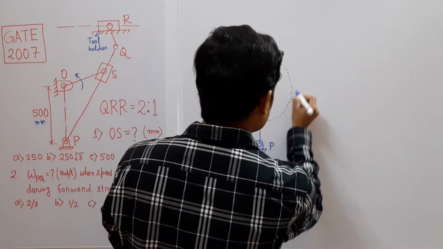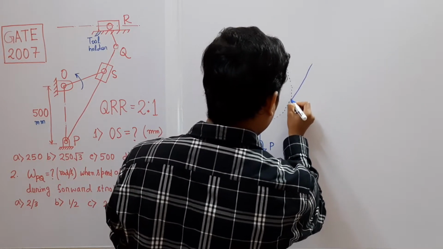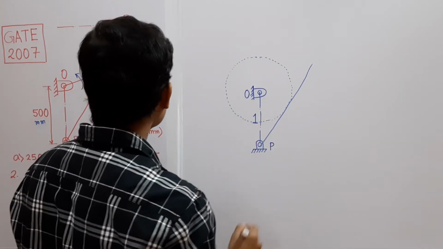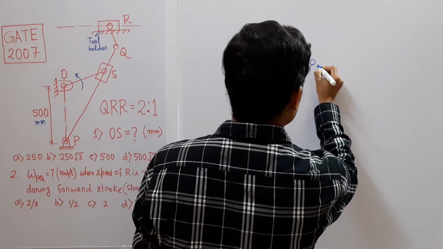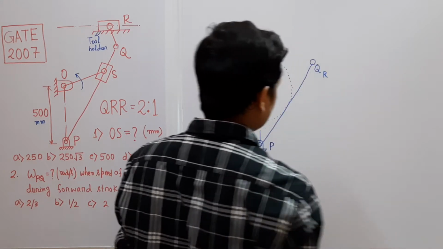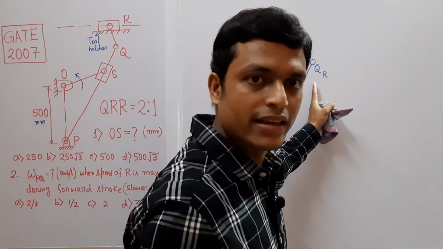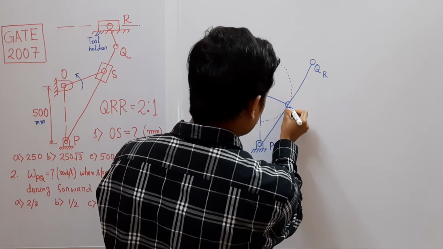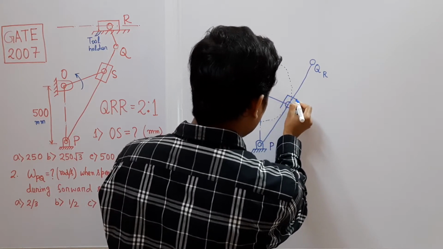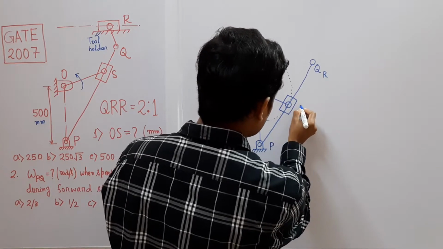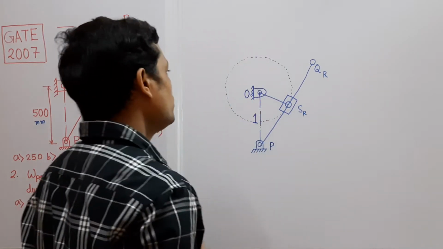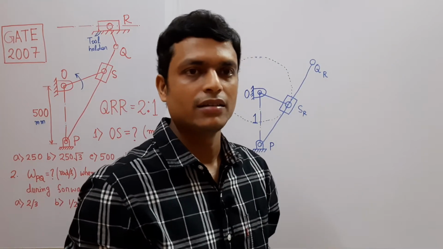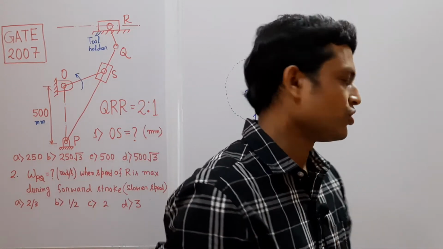So we will draw a tangent to the circle from point P, and this is point QR. Suffix R represents the extreme right position, and the corresponding position of the crank will be here, and this is SR. So suffix R represents that this is the extreme right position.